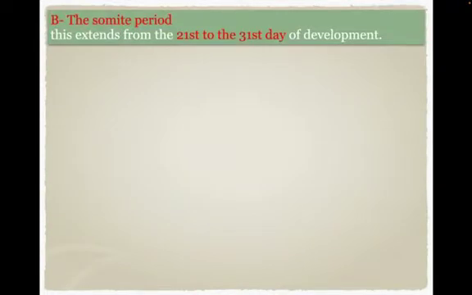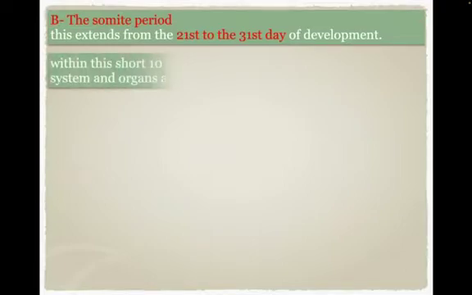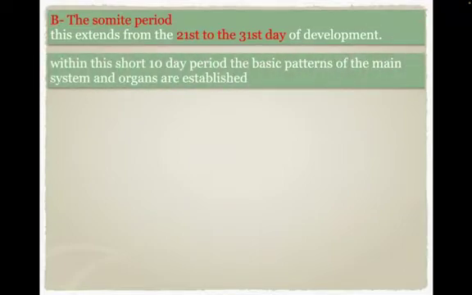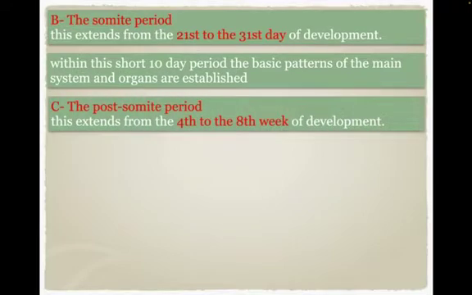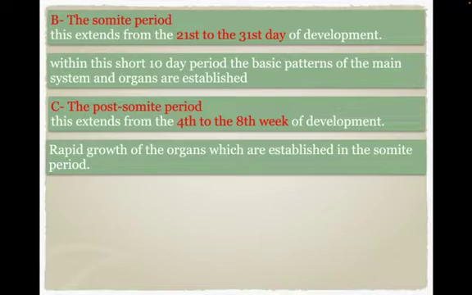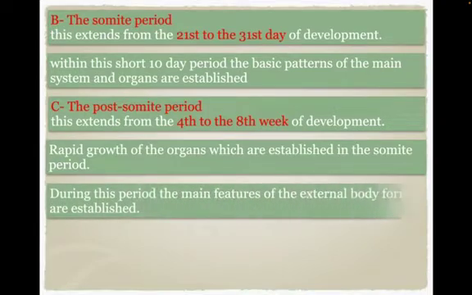Then we have the somite period. So that was the pre-somite period. Now we have the somite period, and that extends from the 21st day to the 31st day. It's a small 10 days, but these 10 days have a lot of divisions and organ establishment. Then we have the post-somite period that will extend from the 4th to the 8th week of pregnancy. During that, there will be a rapid growth of the organs, which were already established in the somite period.